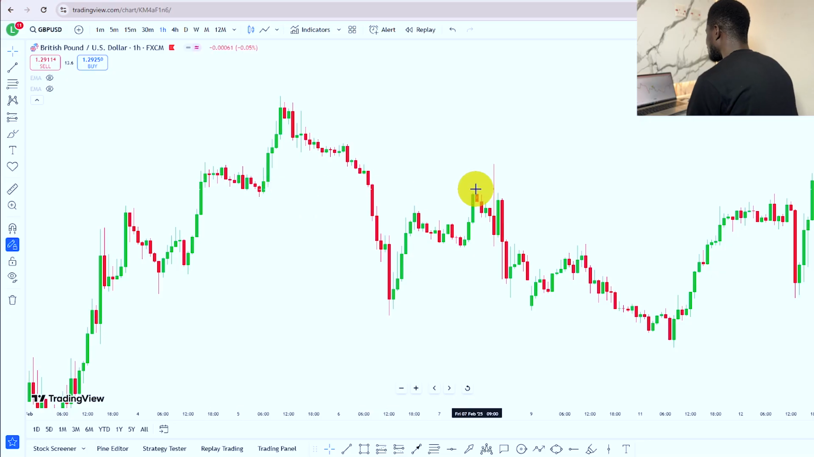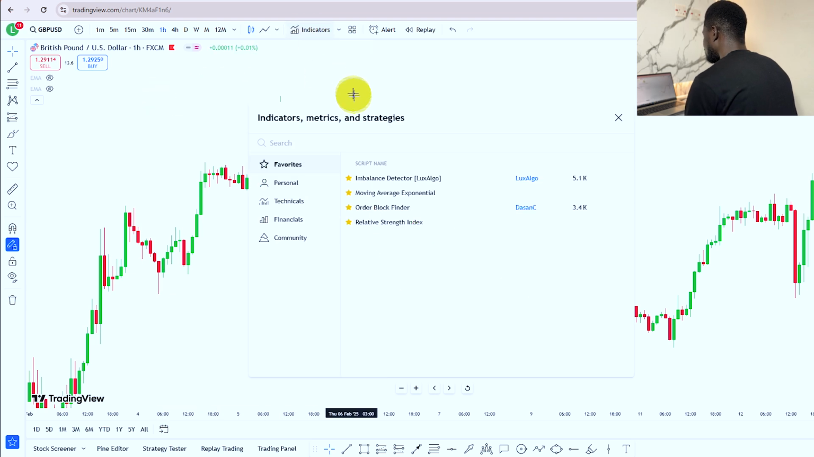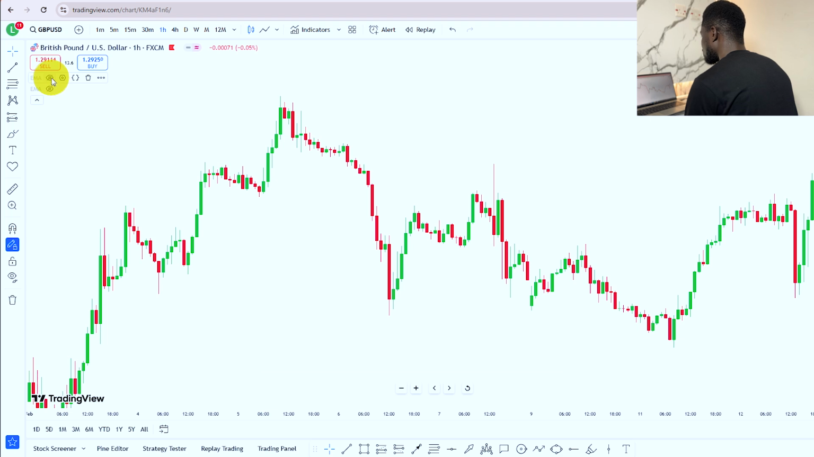The first thing you have to set up is the moving average. I use two moving averages. The first one is the 50 moving average. The second one is the 20 moving average. To set it up, you come to your indicator, you type moving average exponential, then you click on it. I already have my own here. When you click on it, it's going to appear on your screen.